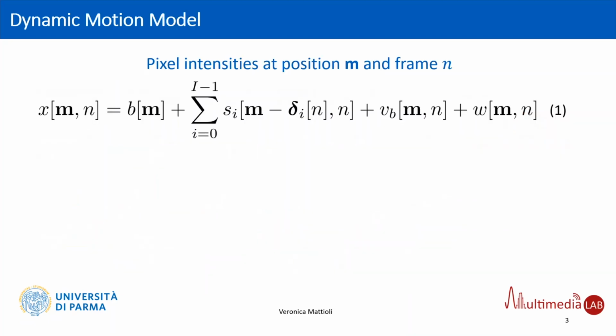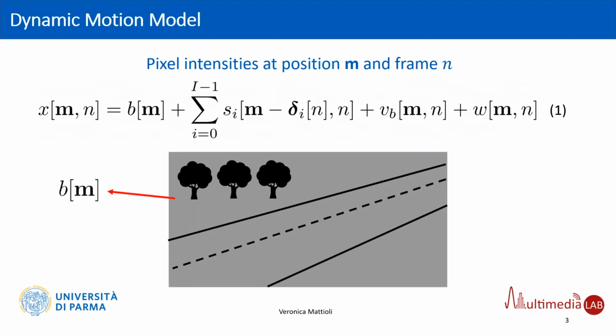We derive this model to describe a video signal in time domain. X represents the pixel intensities at position M and frame N, and now I'm going to describe each of these terms. The first term is B. It represents the background, which is static, hence only depends on the spatial coordinates M. S_i is the image of the ith object at time index n1, and capital I is the total number of framed objects that we set equal to 1.